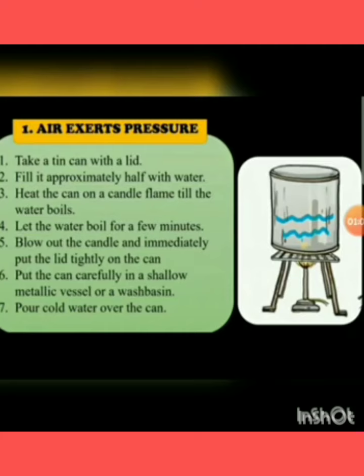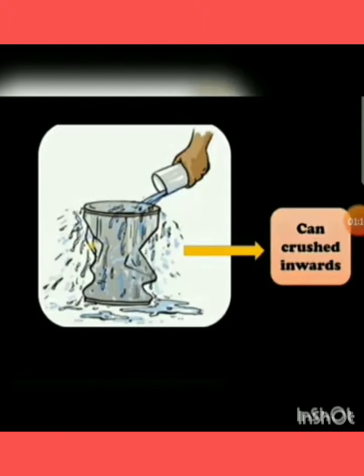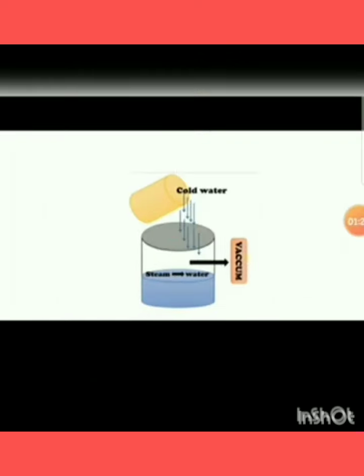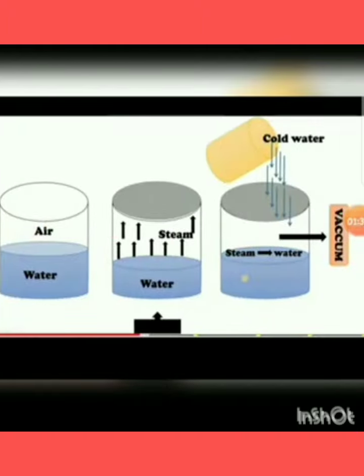Put the can carefully in a shallow metallic vessel or in the wash basin. Now pour cold water over the can. So what is observed? The can is crushed inwards. Now what happens? Can you see the cold water? The steam and water are there in the can. When we pour the cold water, the space is occupied by vacuum.